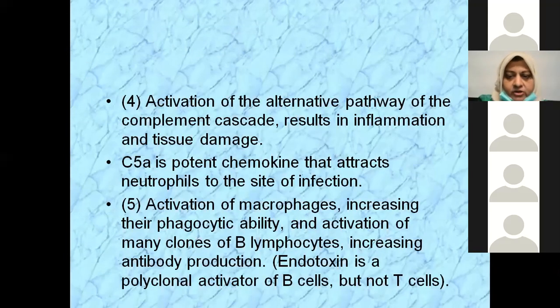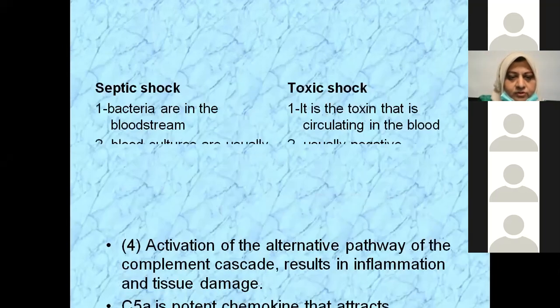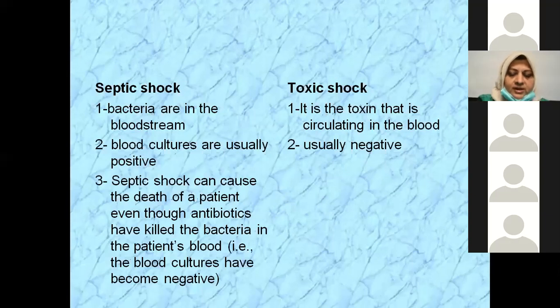So there is activation of the alternate pathway of complement, activation of the macrophage, as I have told you. So then septic shock can occur. So bacteria are in the bloodstream, blood cultures are usually positive. It can cause death of a patient even if antibiotics have killed the bacteria because the toxin has been released. In toxic shock, it is the toxin which is circulating in the blood, and sometimes the blood cultures are negative.